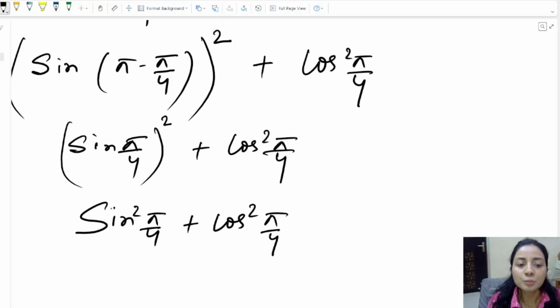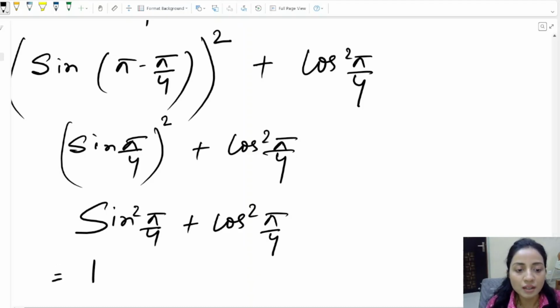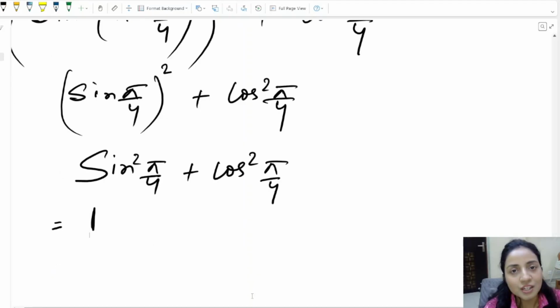Now if you want, you can put the value for pi by 4 and do the squaring, but clearly we can see sine square theta plus cos square theta, which is nothing but 1. And the answer for the given expression will be 1.